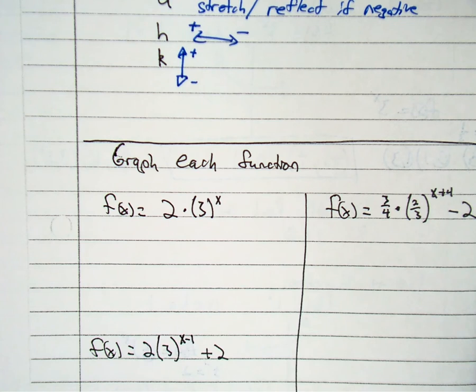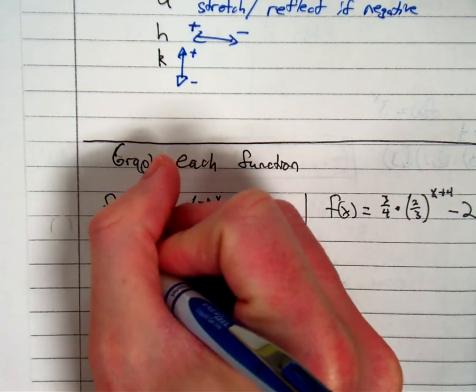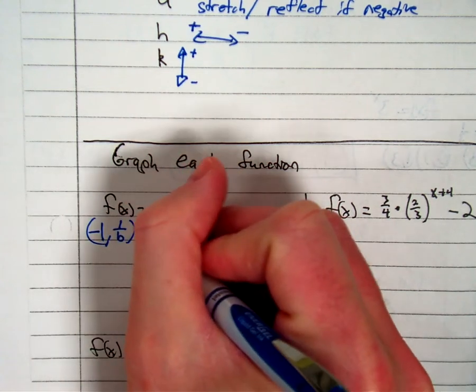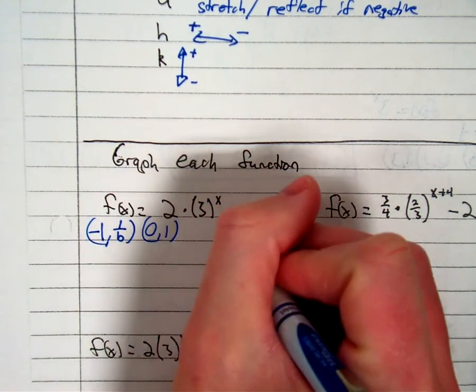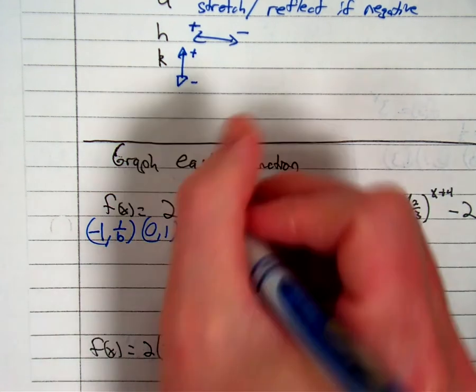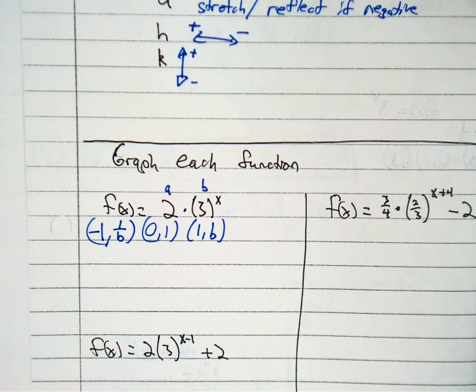So we have 2 times 3 to the x. On the front side, we did 3 to the x. So here we have 2 times 3 to the x. Alright, remember our important anchor points: -1, comma, 1 over b; 0, comma, 1; and 1, comma, b. Our b is 3, and we have an a multiplier on the front. We'll see how that affects it.